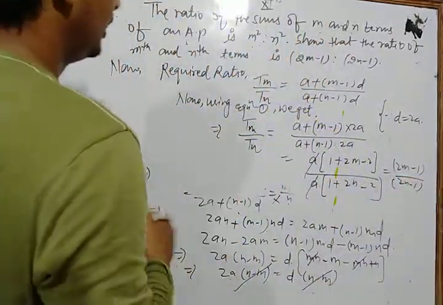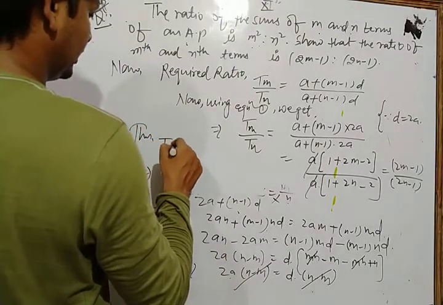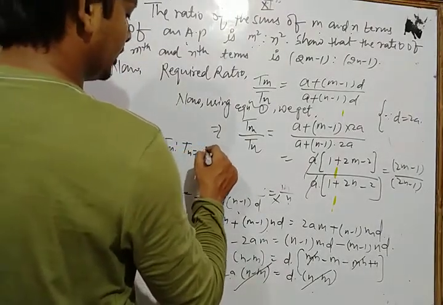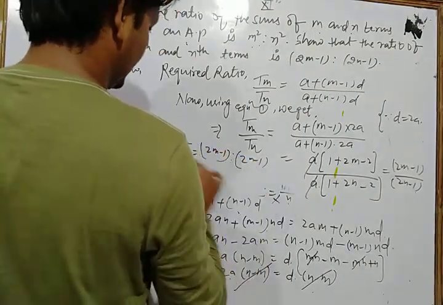Thus the ratio of the mth and nth term is 2m minus 1 to 2n minus 1. Hence proved.